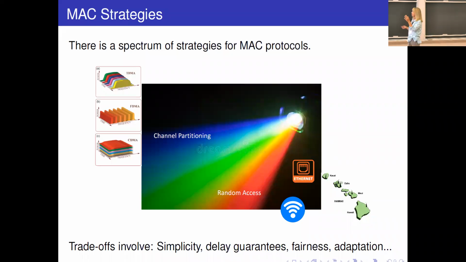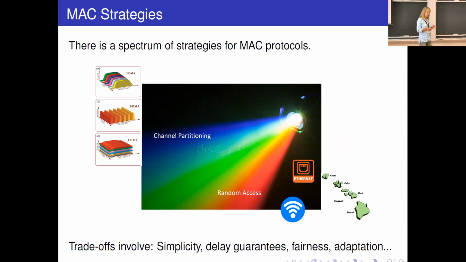Another way to partition is with CDMA, code division multiple access, where you assign a code to each node. Because those code words are orthogonal to each other, everyone can transmit simultaneously, but to decode the transmission, you need to know the code word of the transmitter you're communicating with. So those are a few channel partitioning schemes.